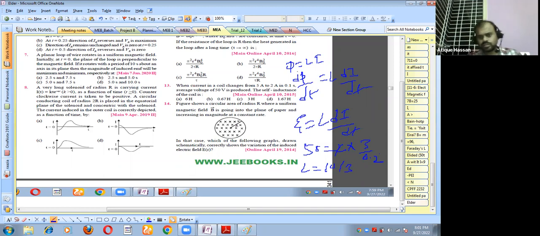How much did you get? D, right? Yes. Is it D? EMF is given as 50 and di is 2 ampere in 0.1. 5 to 2, 3 ampere divided by 0.1, right? The time is 0.1. So it will be 5 upon 3. Correct. Correct answer is D. Understood?